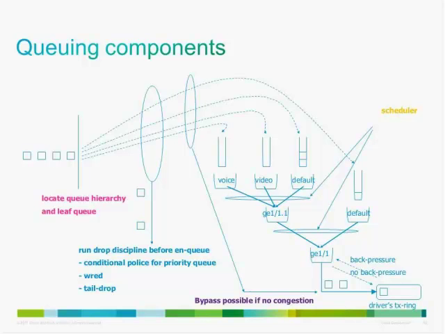Basically, there is no congestion. Anybody who walks in can go to the front desk, or any packet that comes in can go out of the physical interface. So that's the reason behind saying bypass is possible if there is no congestion.